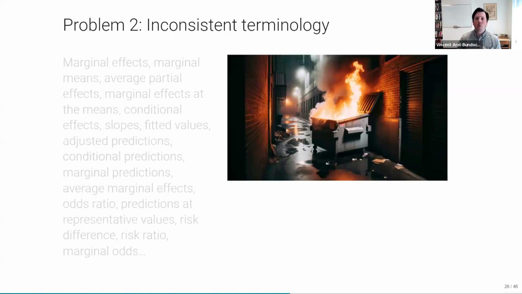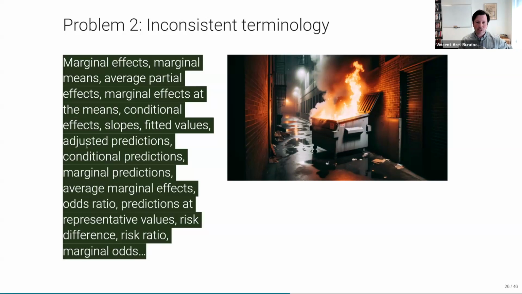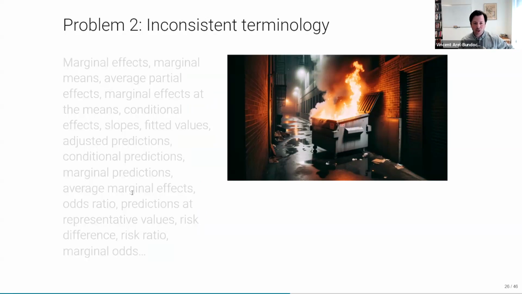The second problem that I want to solve, or at least make some headway on, is that the terminology for these mechanisms to interpret results is super inconsistent. So I've put a long list of words here: fitted values, adjusted predictions, conditional predictions, marginal predictions, average marginal effects.